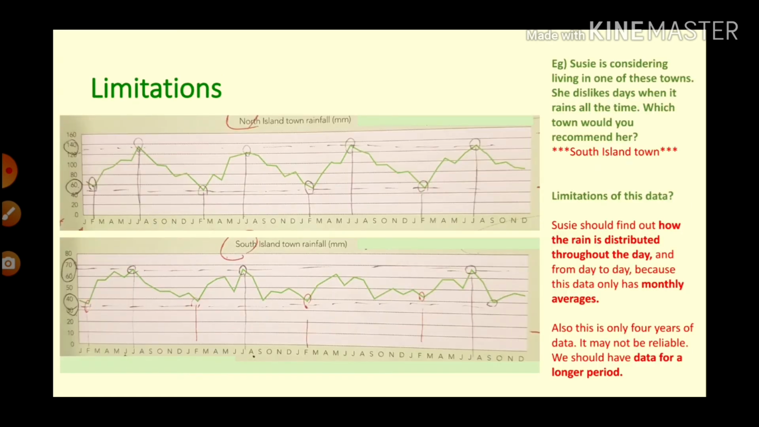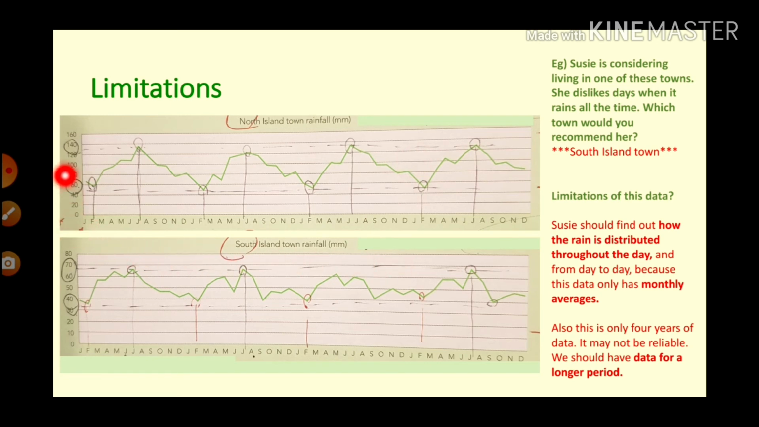Okay, limitations. What to discuss in a limitation? Okay, let's have a look at the question. Susie is considering living in one of these towns, which are North Island and South Island. She dislikes the days when it rains all the time. Which town would you recommend to her? Okay, by looking at the pattern, they look similar. How do I know the difference? How do I know which area, which town to recommend to her?